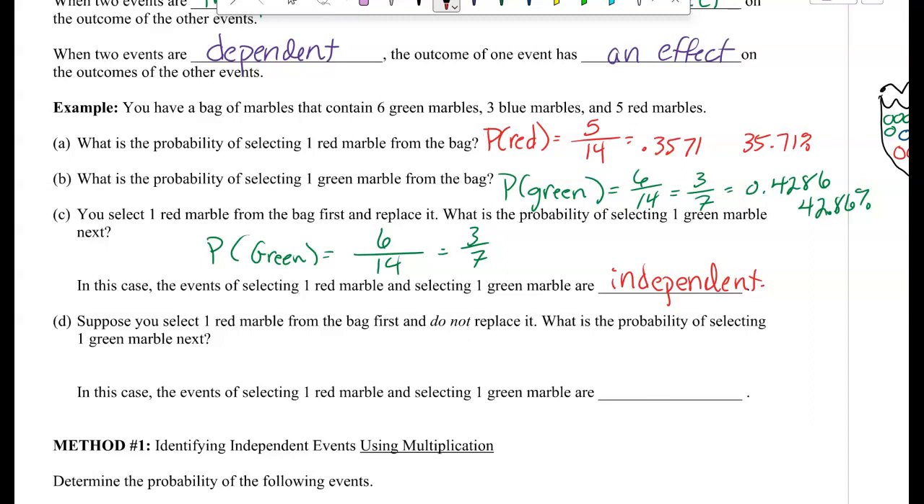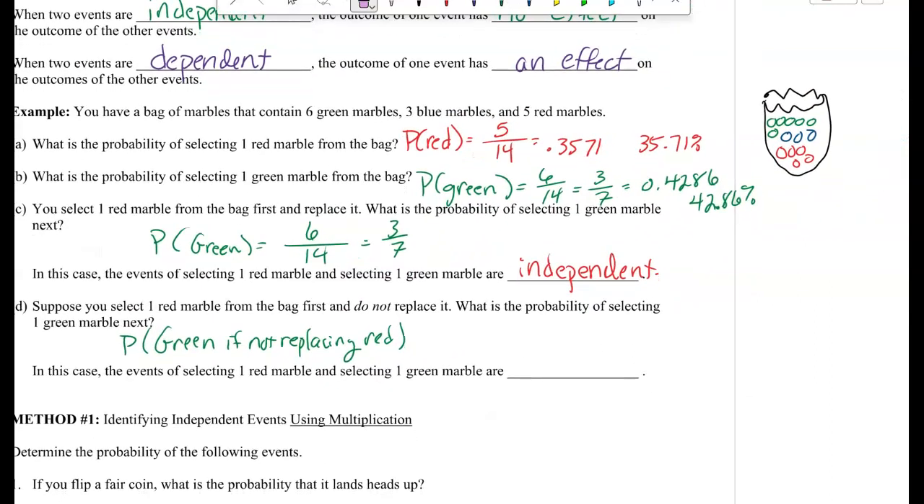Suppose you took that red marble from the bag first, but you don't replace it. I put it in my pocket. I don't replace it. What's the probability of getting a green one next? So think about this. This is the probability of green if not replacing red. So I want you to look at the quick visual of this. I took out a red.